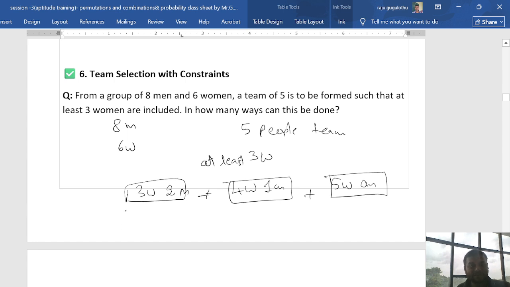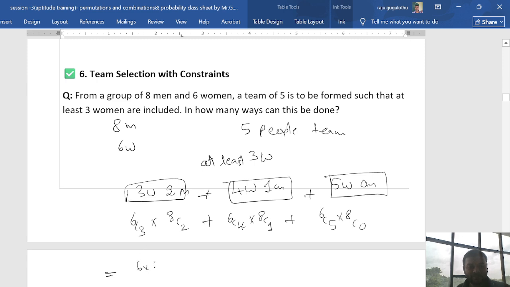Guys, to get 3 women, we do 6C3, that is, we are selecting 3 women out of 6 women, into 8C2, selecting 2 men out of 8 men, plus 4 women: 6C4 into 8C1, plus 6C5 into 8C0. 0 men we are selecting out of 8 men, right? Okay. You can do the calculations here.